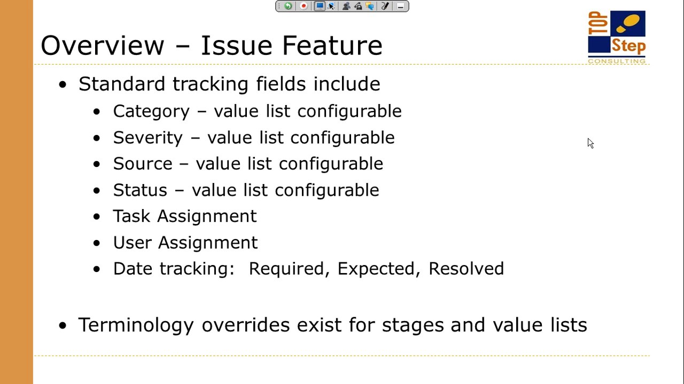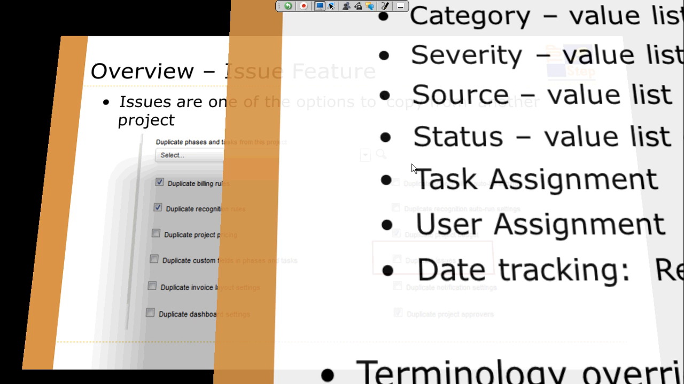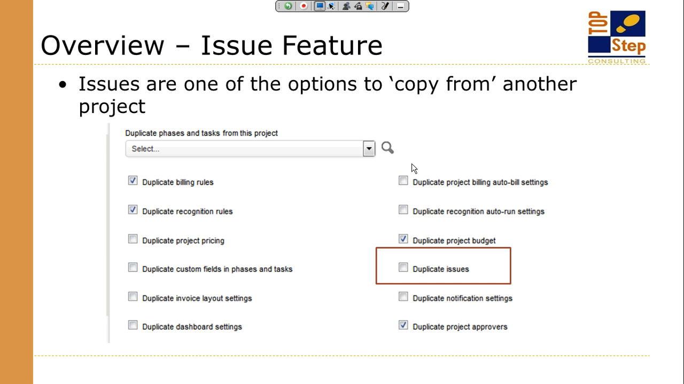Okay. Now, we have a form. It has fields that we can configure. We can rename things on it. Just like any other form in OpenAir, you can add custom fields to it. You can use the standard fields that come with it, populate the list the way that you want, and turn things on and off within those lists. But another thing that is unique about the issue feature is that you can include it as part of your project setup. That's the project copy from another project feature, where you can copy over things like billing rules and recognition rules and budgets and dashboard settings.